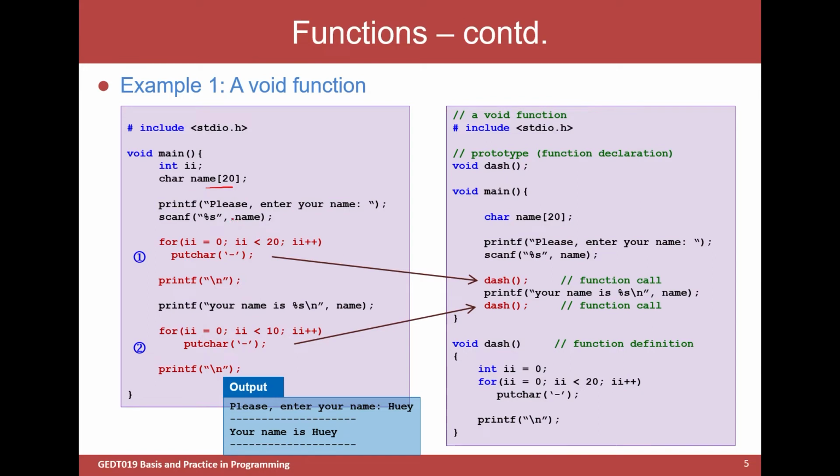Now here there is no ampersand. Why there is no ampersand? Because name here is an array, okay? So we don't put the ampersand. But if this one is a normal variable like i, in this case we put the ampersand here. And then we read the string with scanf.